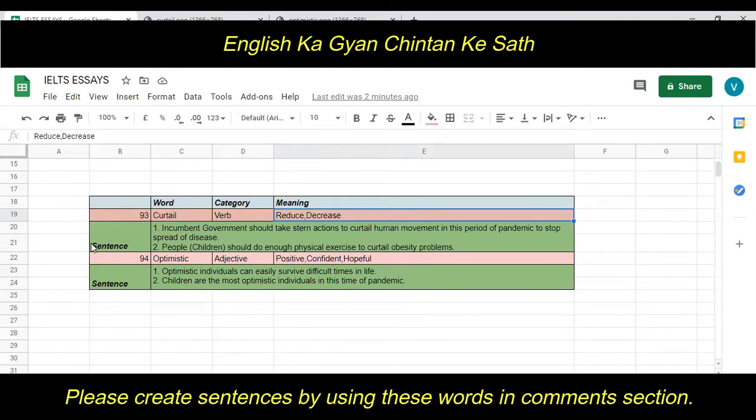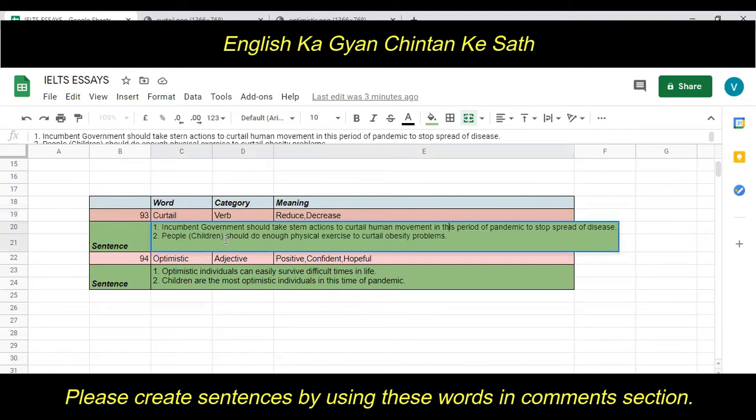So whenever you use either reduce or decrease, try to use curtail instead of those words, and that will improve your vocabulary in your day-to-day communication, right? I hope you understand the meaning. And now let's go for the first sentence in which I have utilized the word curtail.